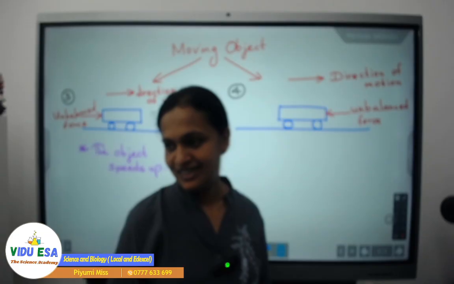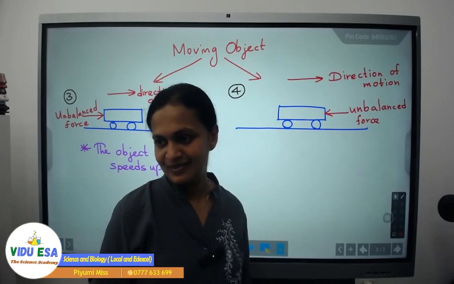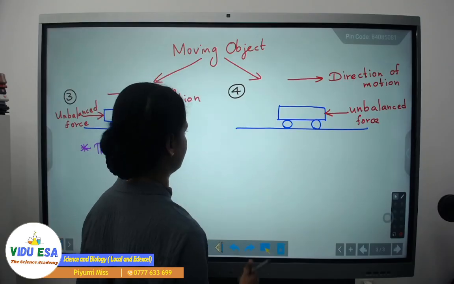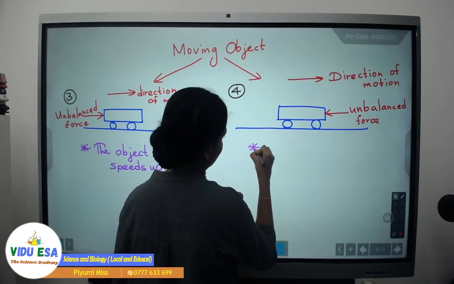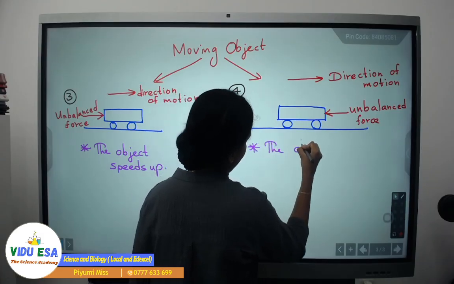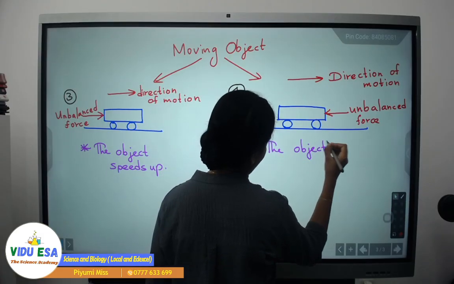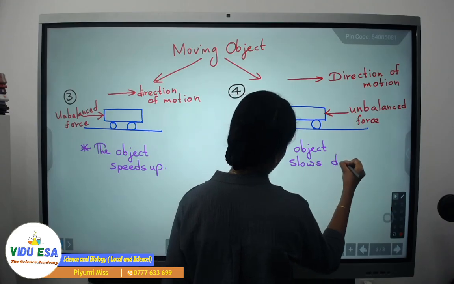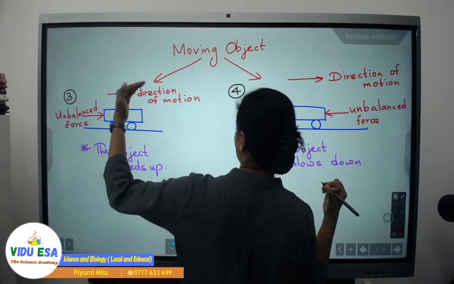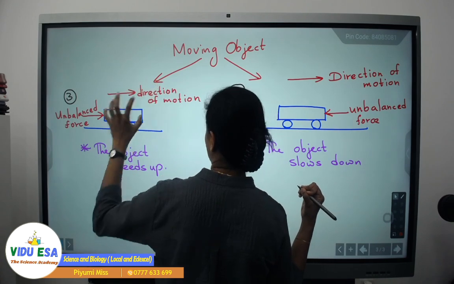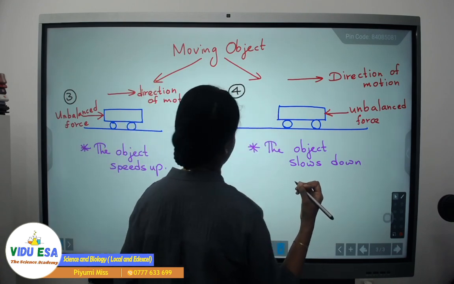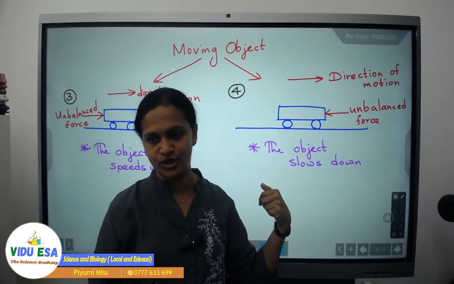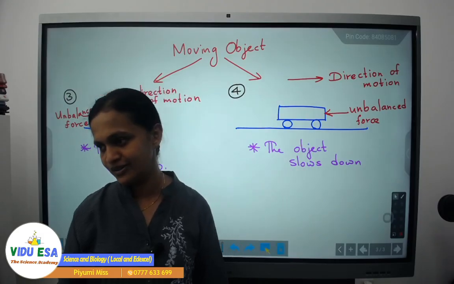Then what happens? Yes. The object slows down. Yes, exactly. The object slows down. It is something like applying brakes when the vehicle was moving. Now, the conclusion is if the unbalanced force is applied to the same direction of motion, the object speeds up. If the unbalanced force is applied to the opposite direction of motion, the object slows down.